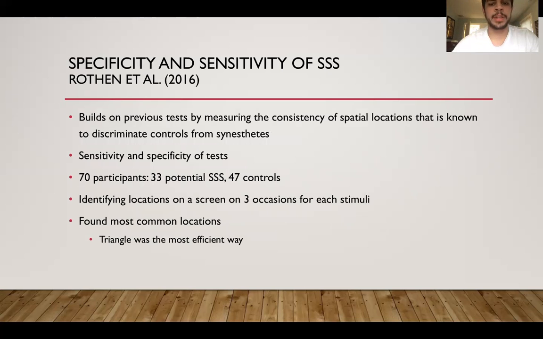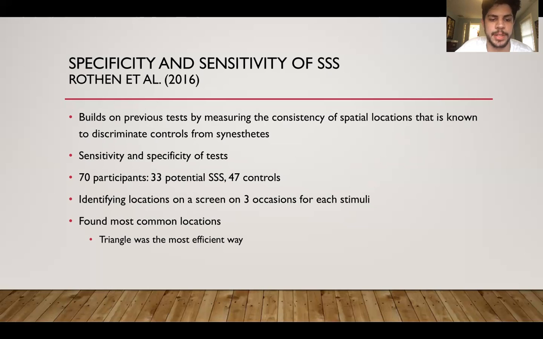The next study really dealt with diagnostics. I just wanted to briefly run through this one because I thought it was similar to the double blind, where they would actually test the method used. This builds on previous research like other studies that I've mentioned. It deals with spatial locations and how they can be used to diagnose SSS, primarily focusing on sensitivity and specificity.